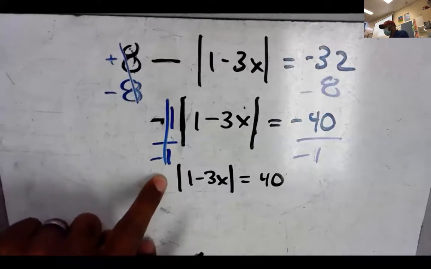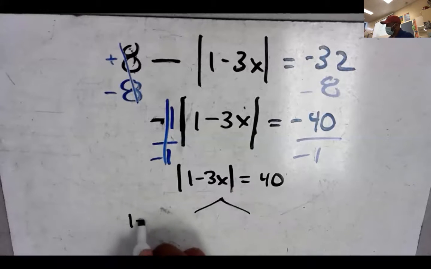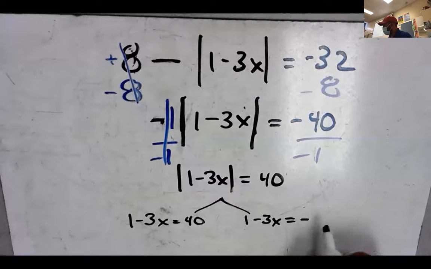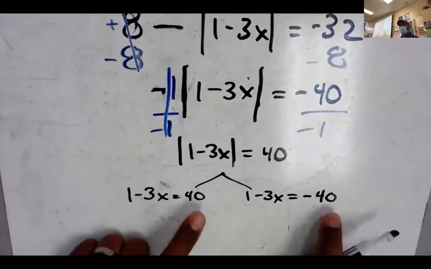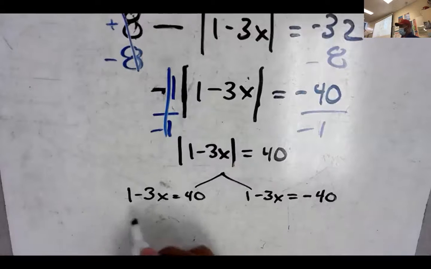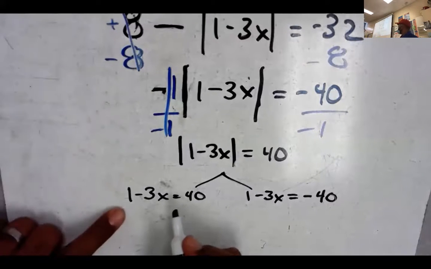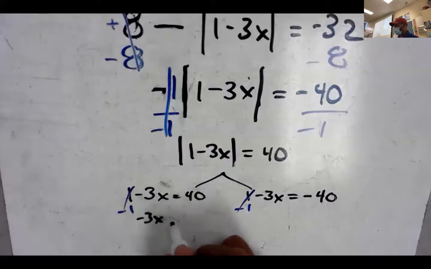Now, no number on the left, no number on the right. So now we can split. 1 minus 3x equals 40. And then 1 minus 3x equals negative 40. Again, that's the only thing you're changing when you split them, making one positive, one negative. Now, just like we did up here, down here, subtract the 1 on both sides. And now I have minus 3x.